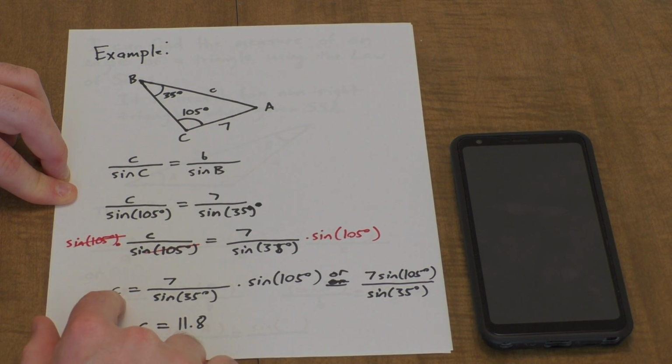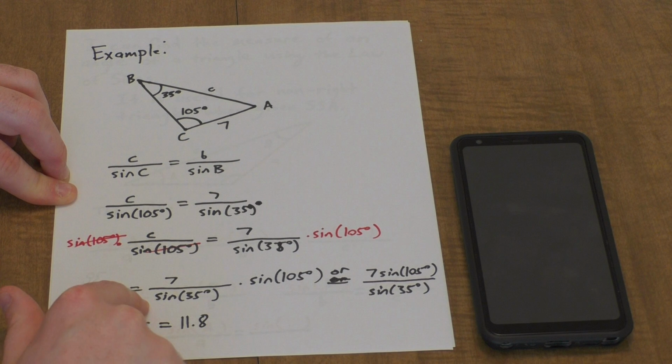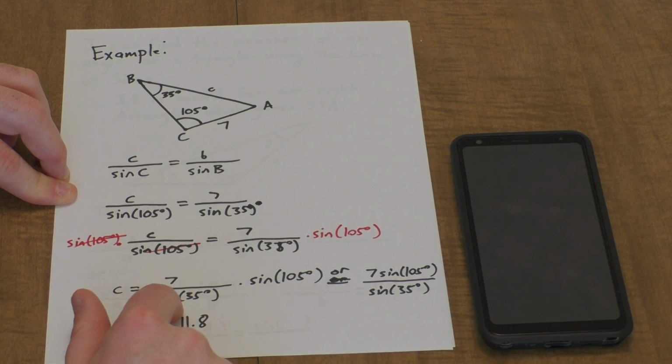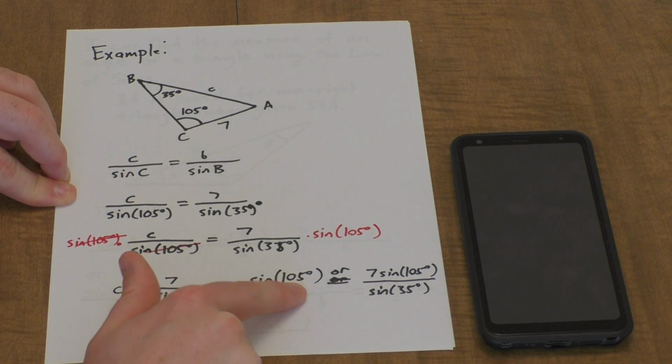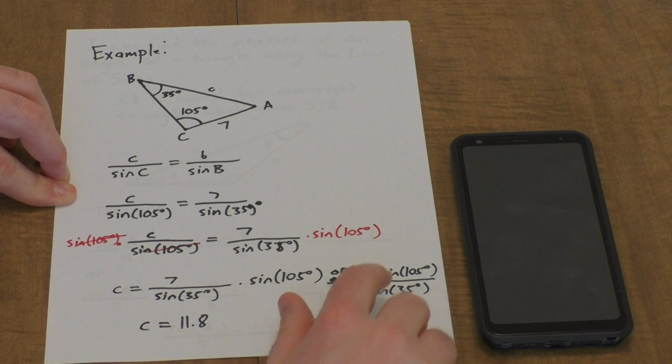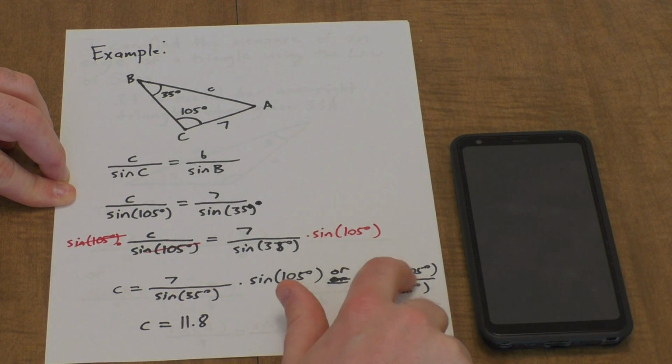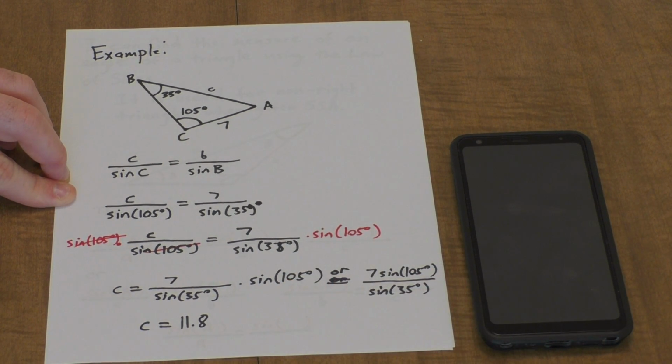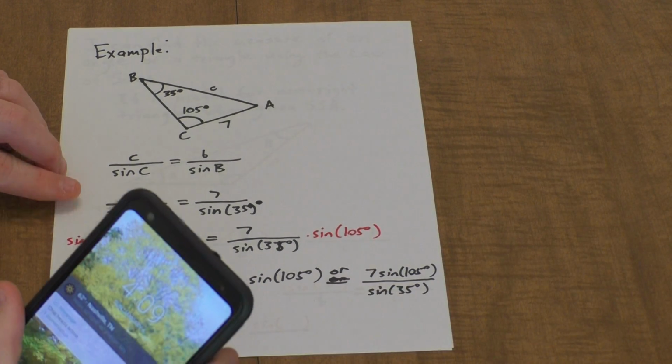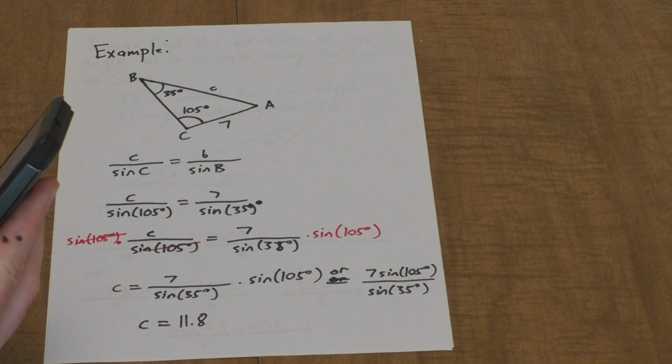We end up with this. C, now that it's by itself, equals 7 over sine of 35 times sine of 105. Or you could put it together as 7 times sine of 105 over sine of 35. In the end, c will equal 11.8. So you're looking at me, Mr. Gibson, how do you do that? I'll show you guys real quickly.